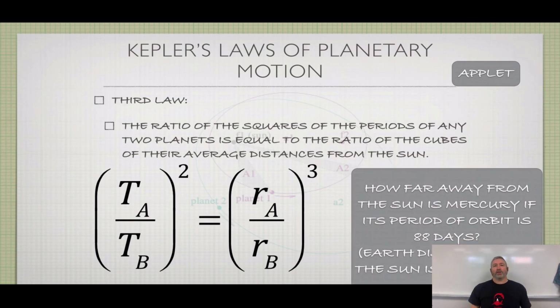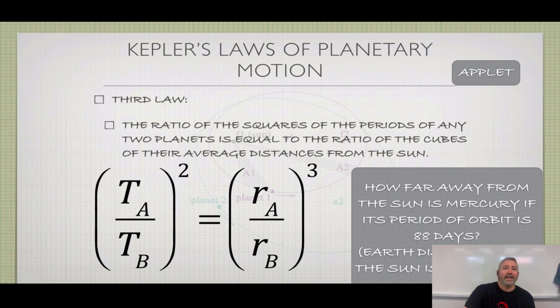So we can answer a question like this. If we know the period of Mercury, the year on Mercury, is 88 days, how far is Mercury from the sun? Now we know Earth is 150 billion meters away from the sun. So we want to know how far Mercury is from the sun. We can look at that in terms of that.